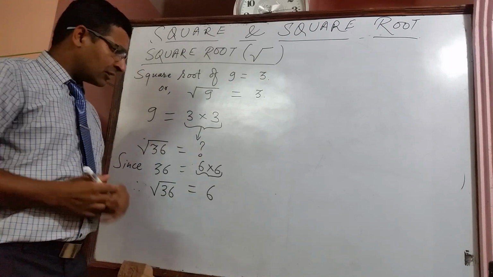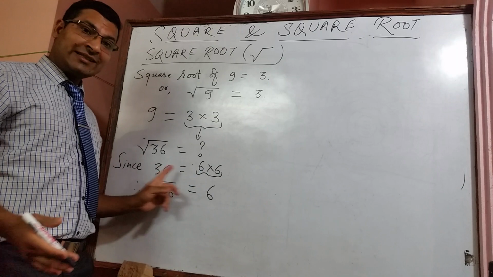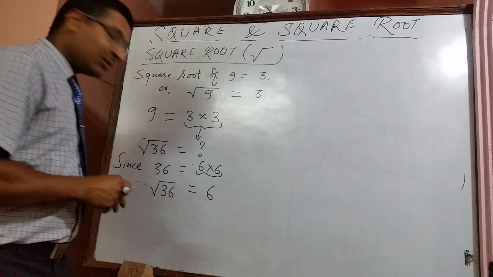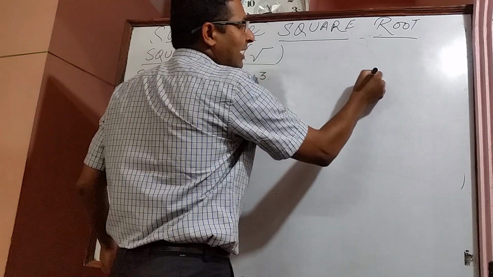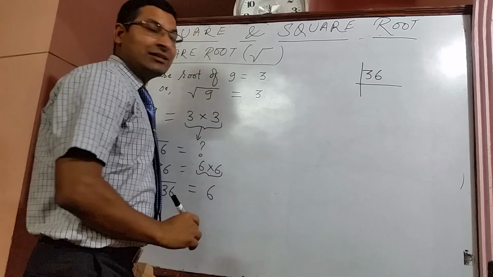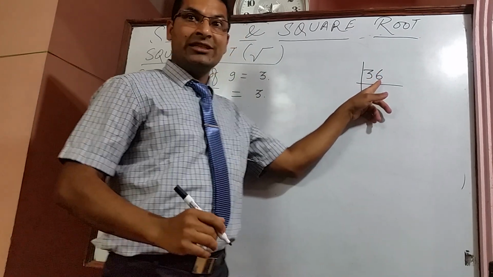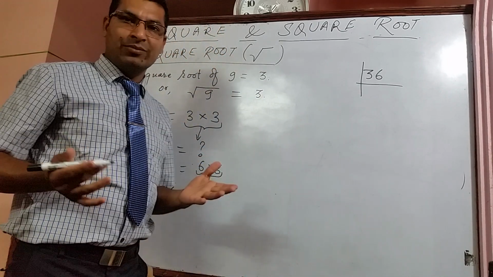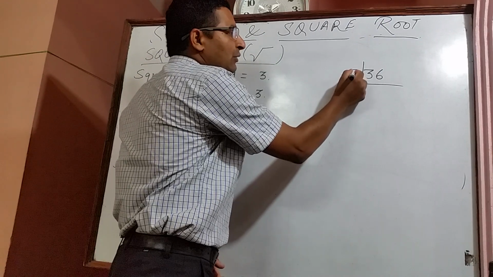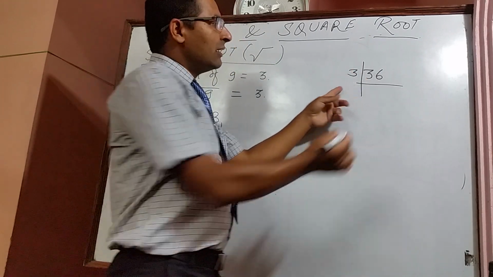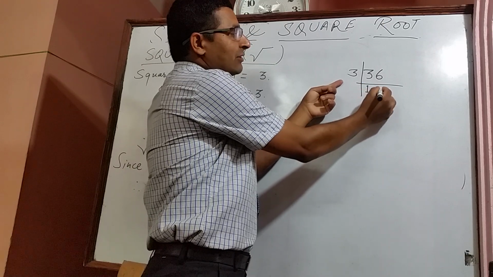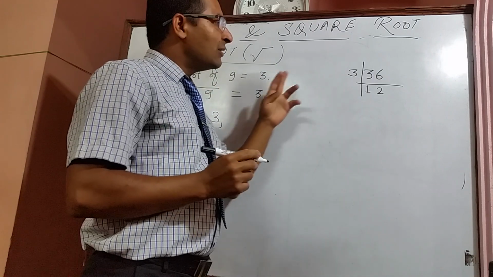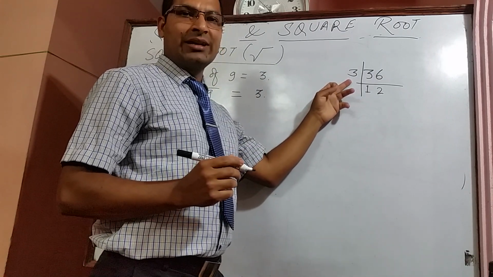Again, you may ask, sir, how to know? Suppose we don't know that 36 is equal to 6 multiplied by 6, then what to do? It is also very simple. For that, you have to go for factorization. I think you know factorization. Since the last digit is even, it is divisible by 2, or maybe you can choose any other prime number as you feel easy. Suppose you can divide by 3 also, because 3 ones are 3, 3 twos are 6. I think you feel it is easier, so I have chosen 3. You can divide by 2 also.